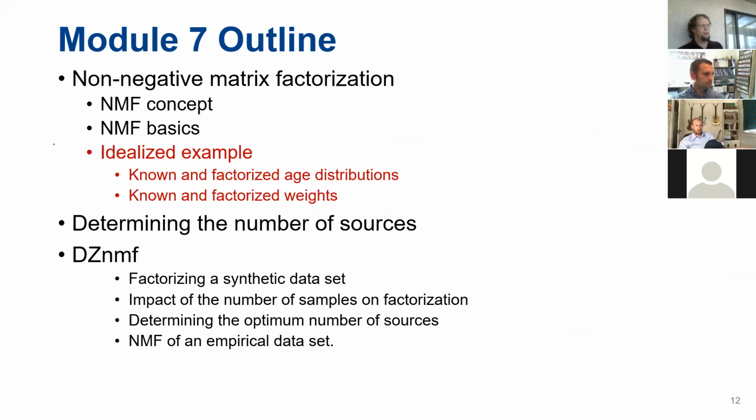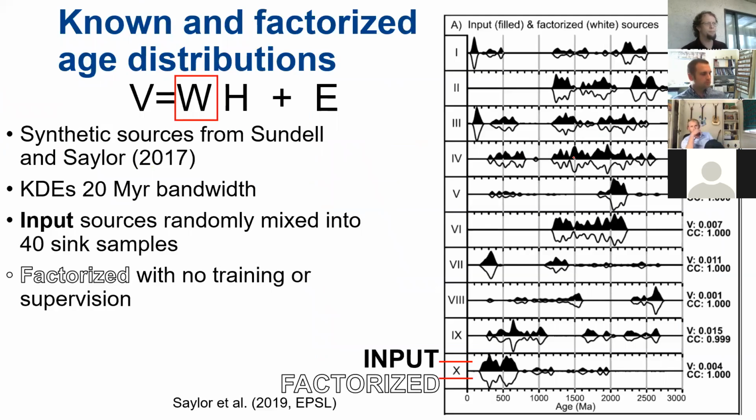So we'll look next at an idealized sample. In this case, we had a number of known sources. Kurt and I came up with 10 known sources. These are actually the same ones that I used for the MDS example. We're representing those sources as KDEs with a 20 million year bandwidth. We took those sources and mixed them randomly into 40 sync samples, and we kept track of the mixing weights. And obviously, we know what those sources look like.